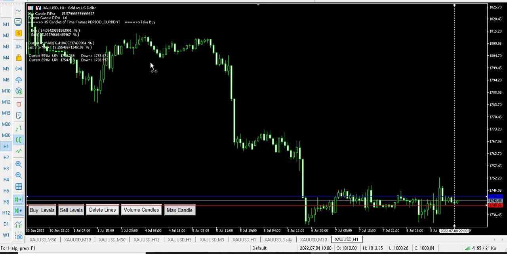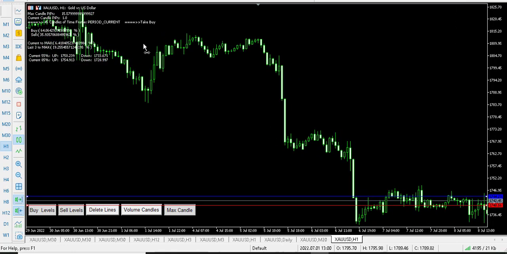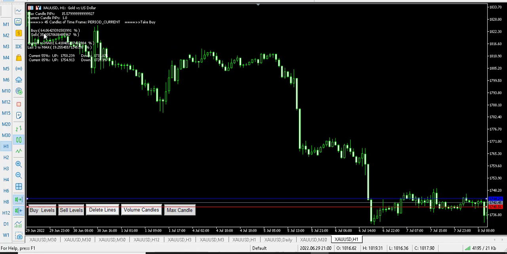So here it tells you, look, in the last 45 candles, which you configured for the time frame current, which is 1 hour, you should take buy. Why did it say take buy? Because the size percentage of the volumes for buy is 64, and for sell is 35. So it gets the biggest candle, how much the biggest candle is bearish, the biggest candle bullish, and takes a percentage.